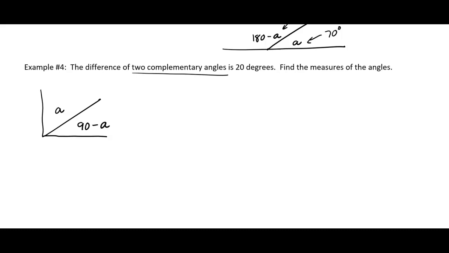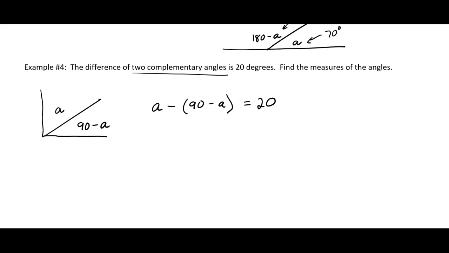I don't really know which one's bigger, but I know if I take one of them, angle A, and I subtract the other angle, that has to equal 20. Now, could I possibly get a negative answer here? No, I don't think I can, because my angles will be measured in a positive degree. You can have angle measurements that are negative, but not in this situation. You have to go to trigonometry.